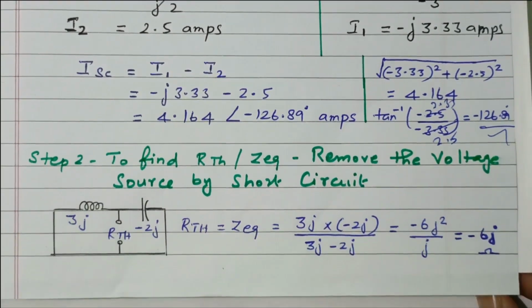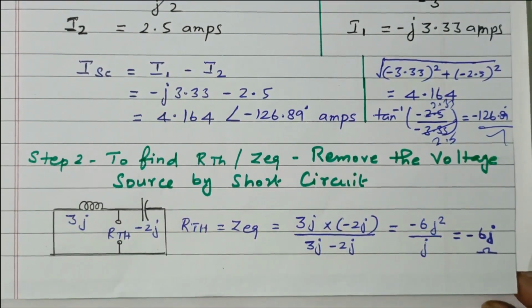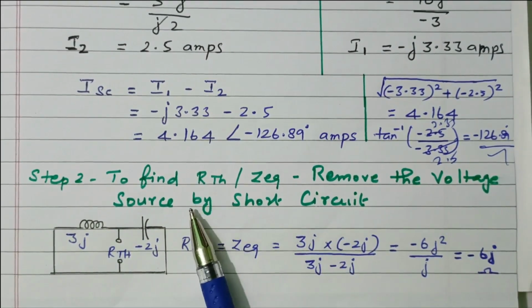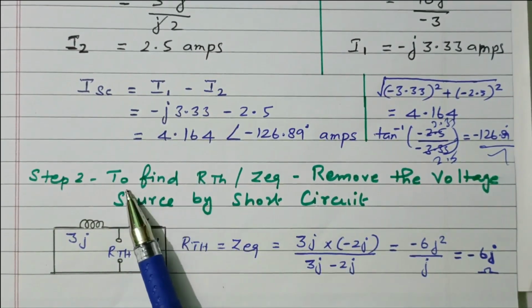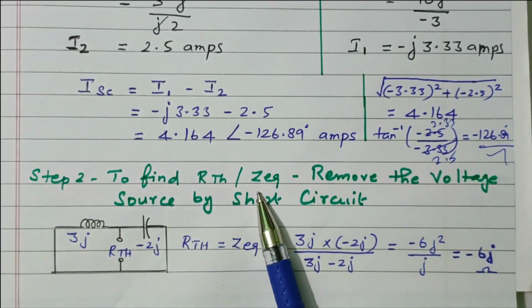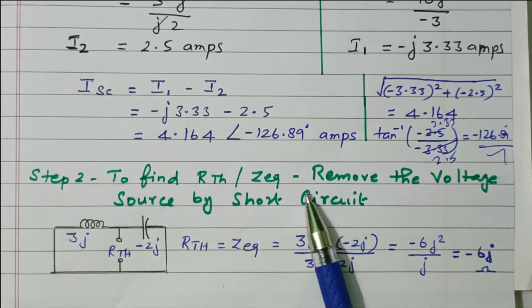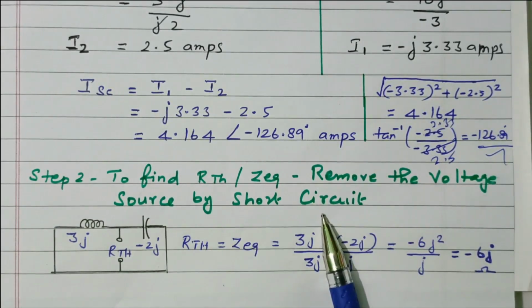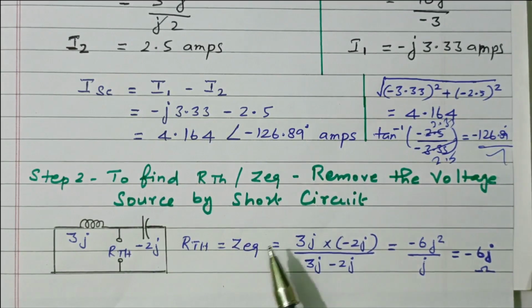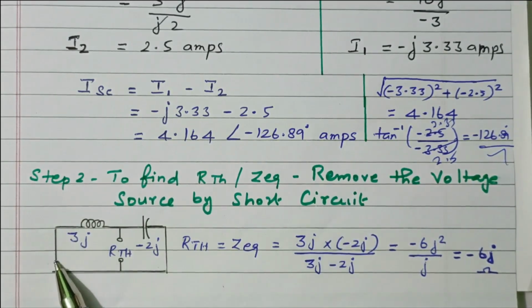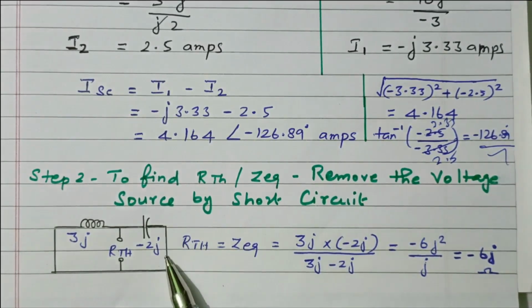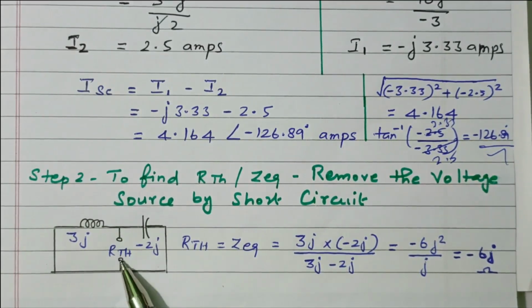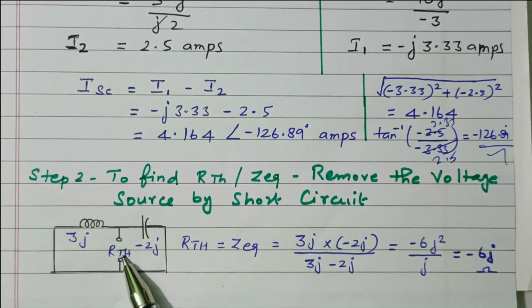So the second step, we need to find the Thevenin equivalent resistance RTH. RTH is nothing but the resistance found by removing the voltage source. To find RTH or equivalent R Thevenin or impedance, remove the voltage source by short circuit. While removing a voltage source, short circuit. Current source means open circuit. So here one voltage source is there, short circuited. Here one voltage source, that is also short circuited. So RTH is nothing but the resistance between A and B. This is the terminal A and B.